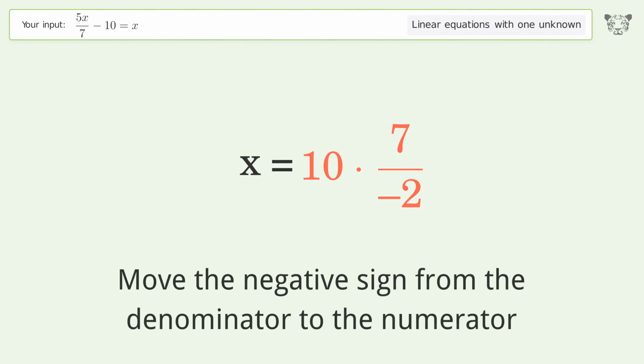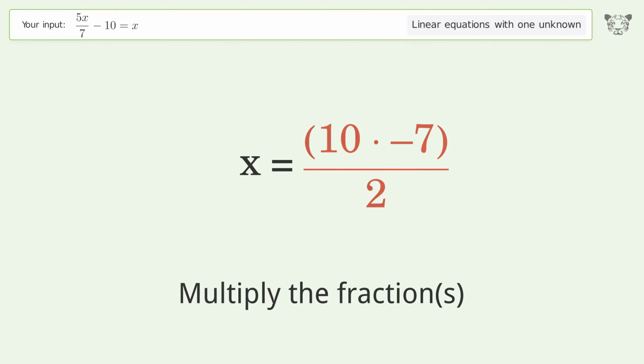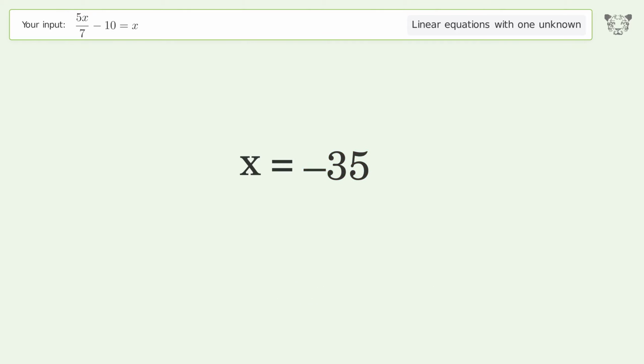Move the negative sign from the denominator to the numerator. Multiply the fractions. Simplify the arithmetic. And so the final result is x equals -35.